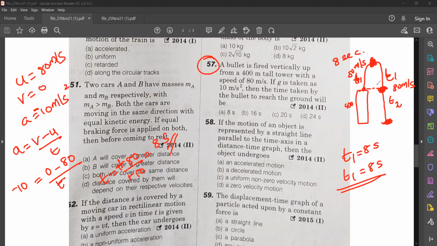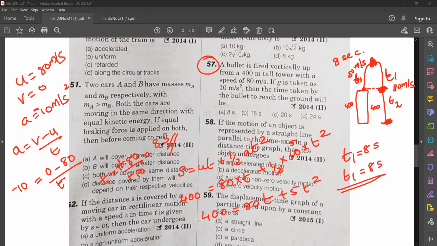So how would you get this? You need to get time. So S we know, distance we know, 400. So you can use the equation S is equal to UT plus half AT square. S is 400, U is equal to 80, time is what you have to find out, half, A is 10, T square, T we need to find out. So now solve this. What you get: 400 is equal to 80T plus 5T square.